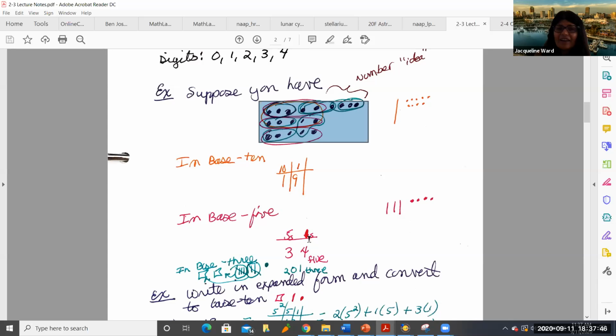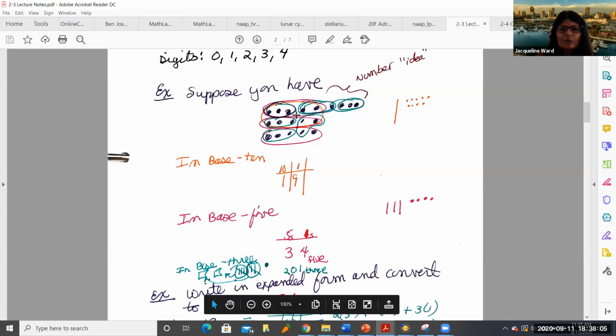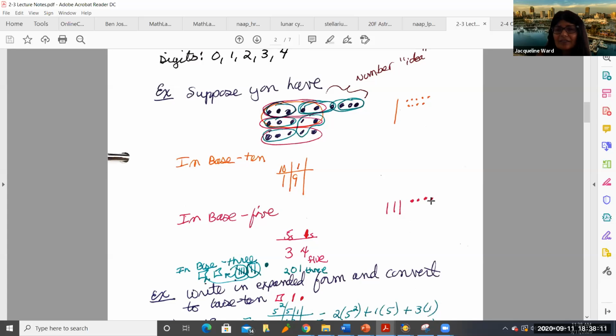In base 5, you want to group together the groups of 5. And so again, it's kind of hard to see. I did use different colors, but as soon as you had 5 of those, you would circle them. And you can see that there are 3 groups of 5, that's 15. And then there are 4 single circles left.